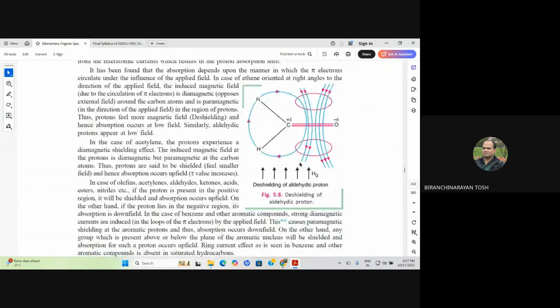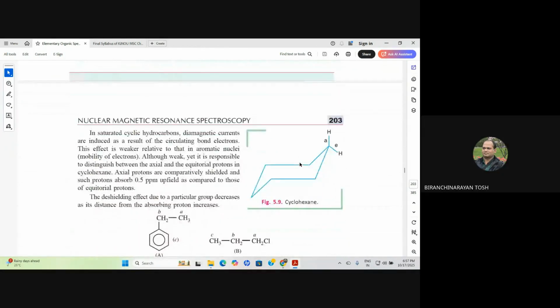And the other thing is the acetylene case. Where is acetylene?